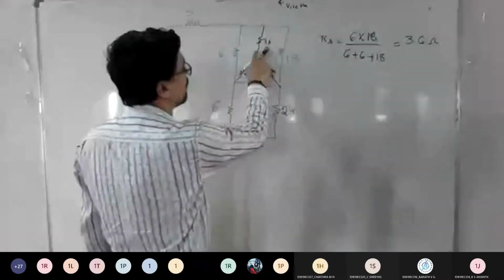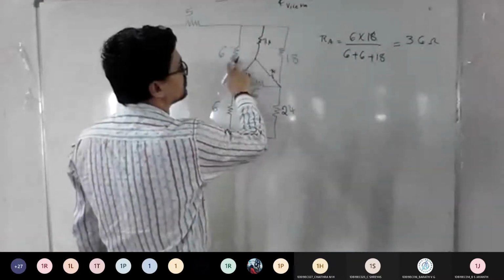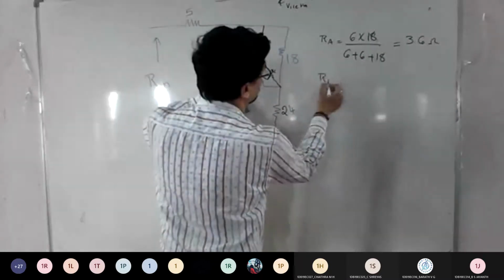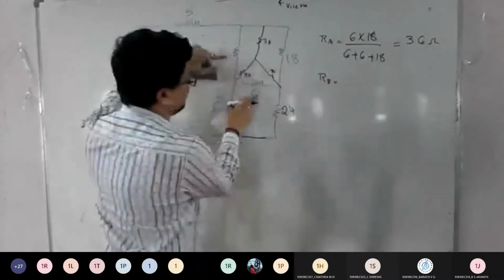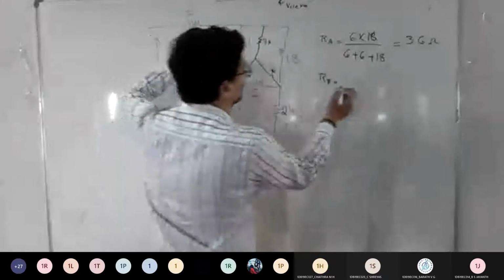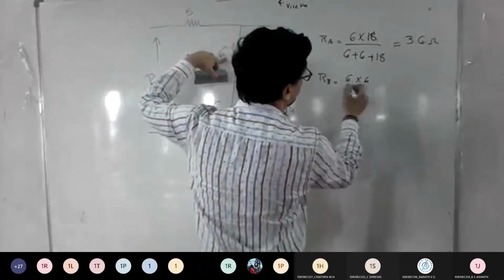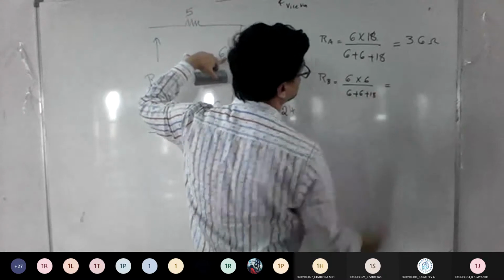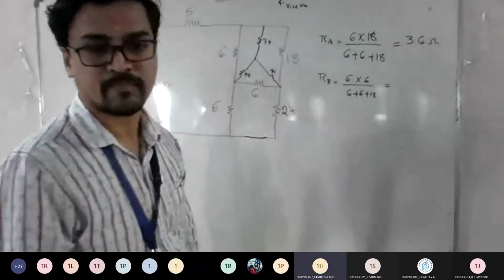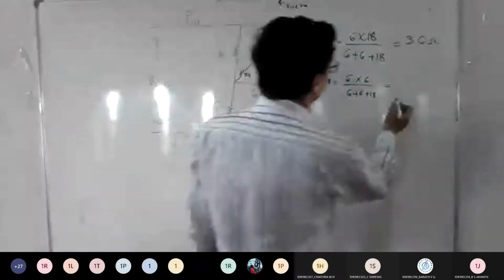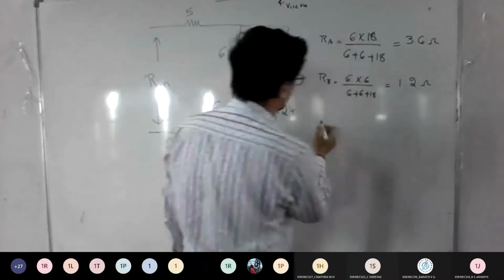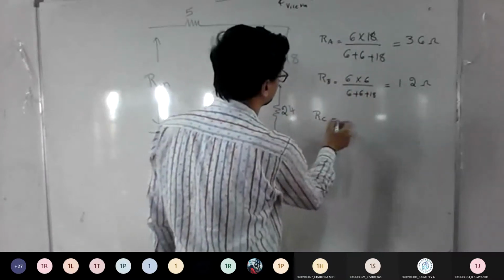Fine, I'll repeat. If you want to find this, these 2 multiply divided by sum of all. So now I want RB, what here? Again 6 into 6 divided by sum of all. How much? 1.2. Okay, last one, RC.